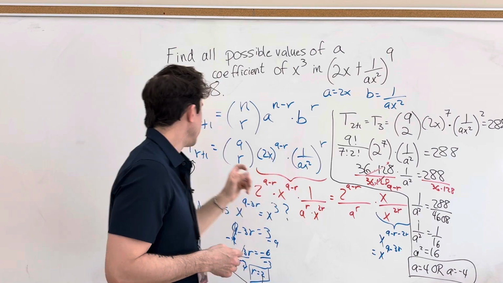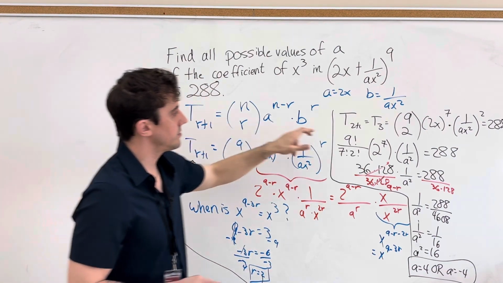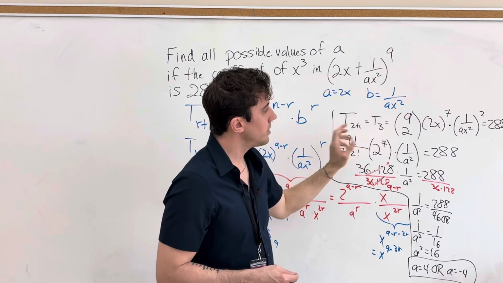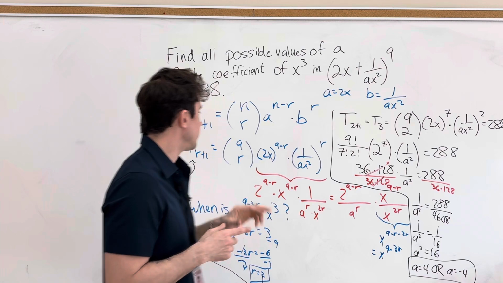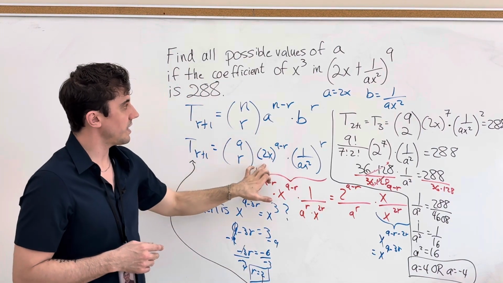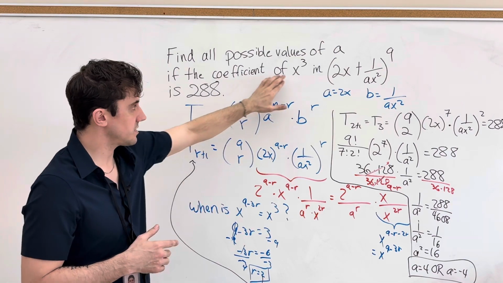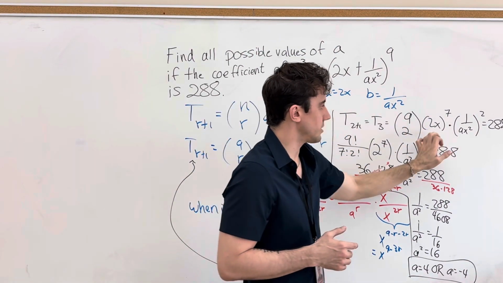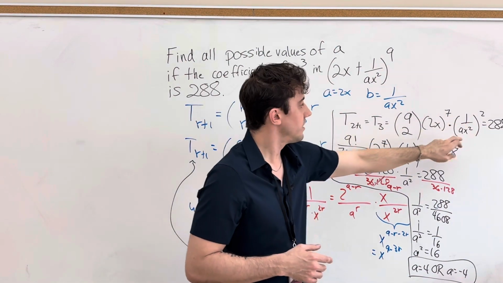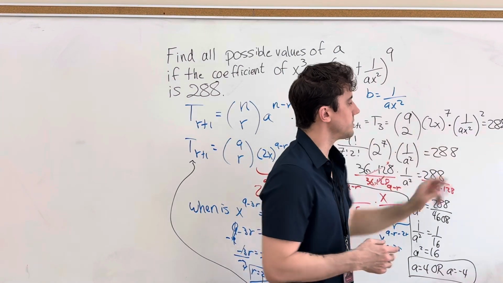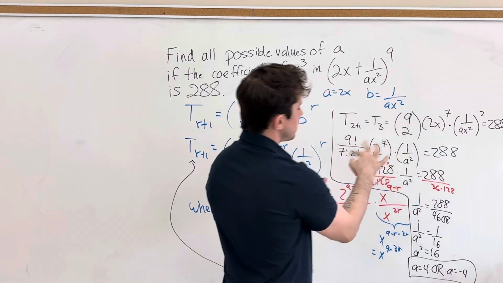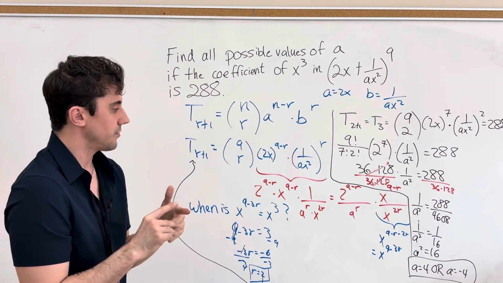But we found the r value to plug in to get a specific term. We plug r in to our general formula with a and b, and then we equated the coefficients, knowing that x cubed was going to be present on both sides of this equal sign, x cubed and x cubed. So then we equated the coefficients, and that allowed us to solve for a.